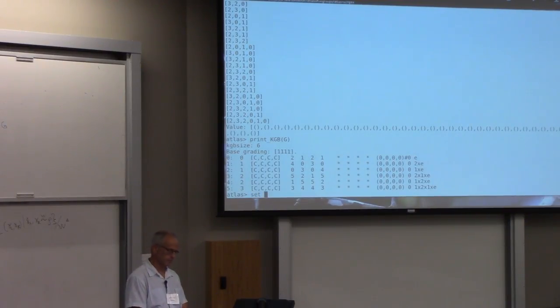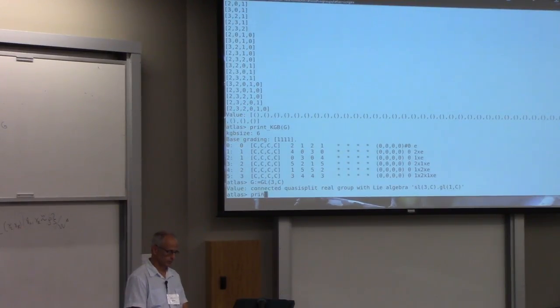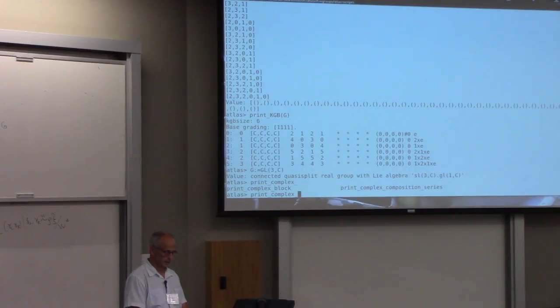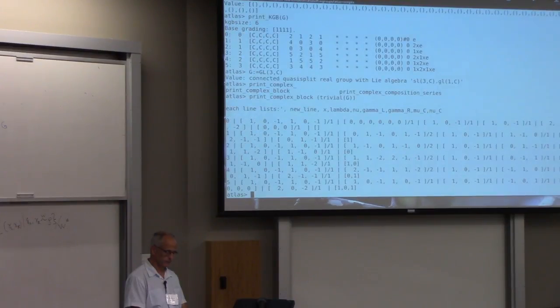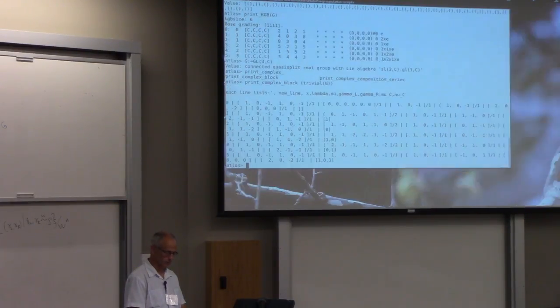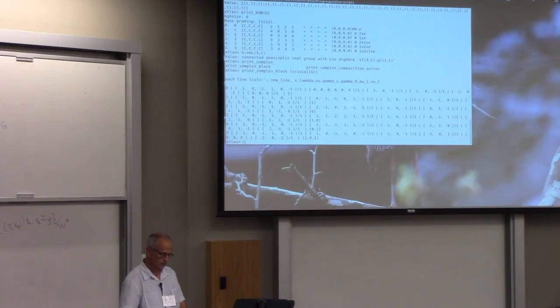So let's set G colon equals GL3C, and let's do print complex composition series of trivial of G. Whoops. Print complex block of the trivial of G. That's why I didn't do GL3, because it just keeps counting.